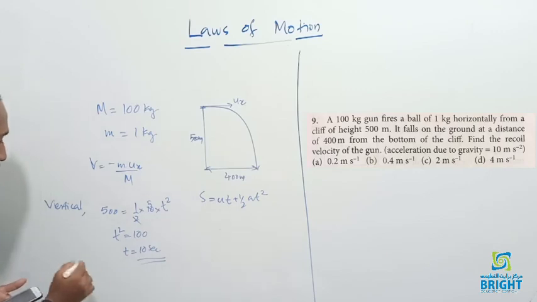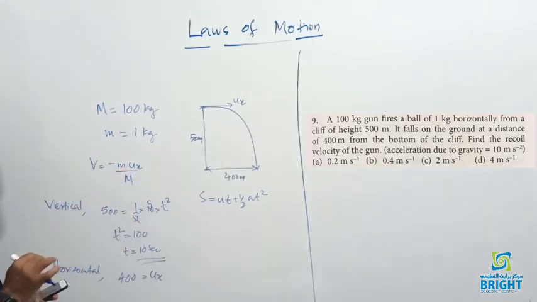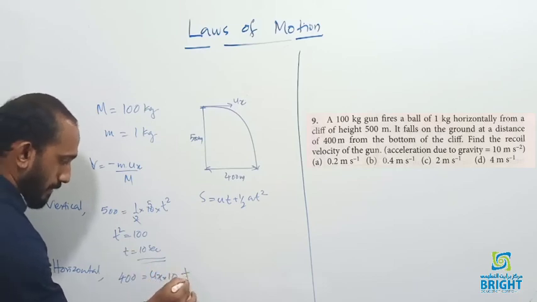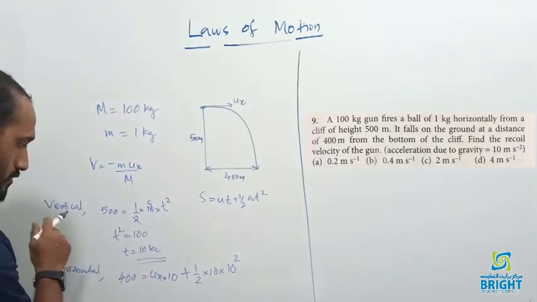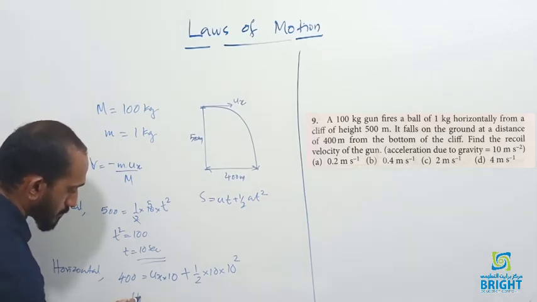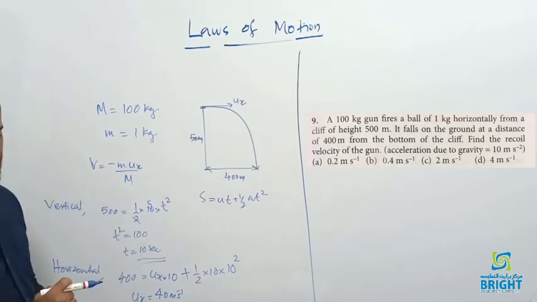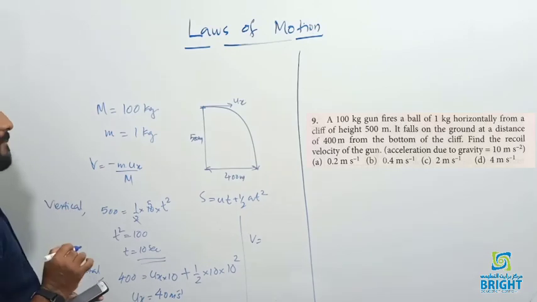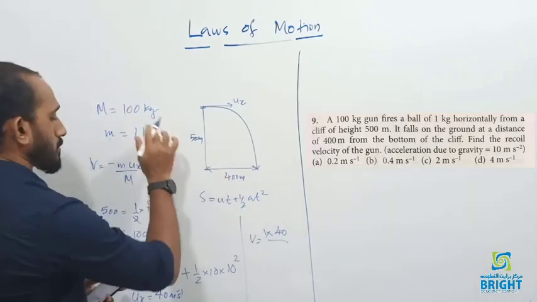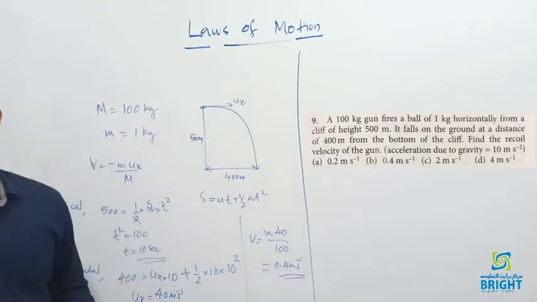Then in the horizontal direction, it travels 400 meter and horizontal velocity is ux. Actually that ux you have to find out to substitute here. So ux into t is 10 seconds. If you substitute this, you can get ux equal to 40 meter per second. Then if you substitute in the velocity, v is equal to m into ux by capital M, that is 1 into ux is 40 divided by capital M is 100. So its answer is 0.4 meter per second in magnitude, and direction will be opposite. So I have got your answer.